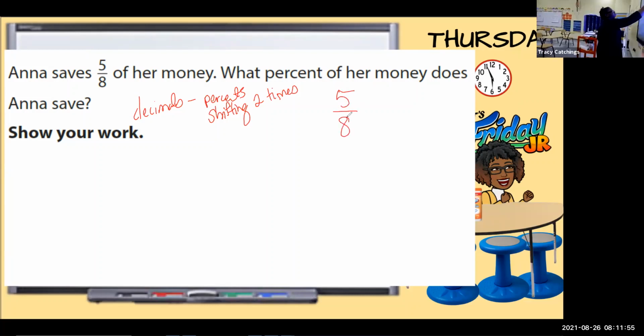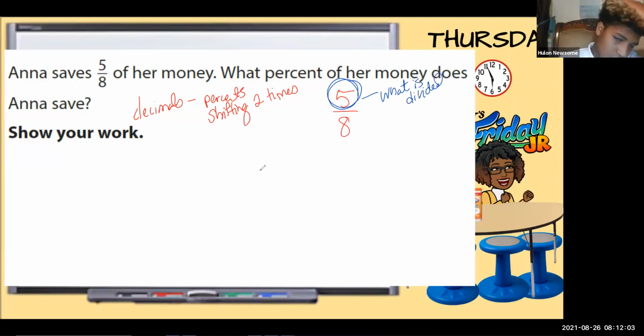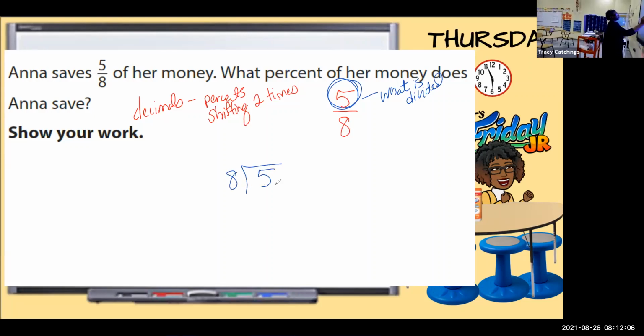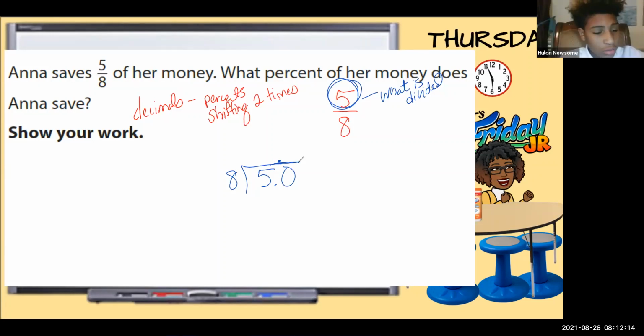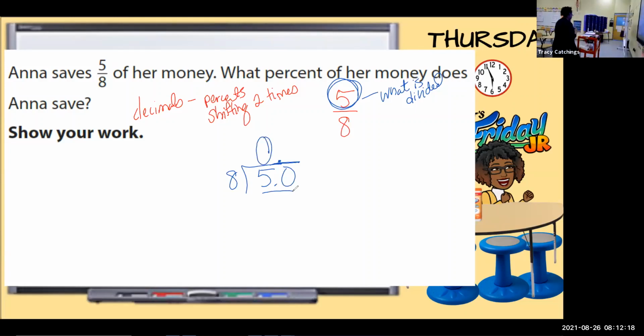All right, so always remember that top number is what will be divided. Good job. 5 divided by 8. If I only have 5, can I take out 8? No. All right, what about 50? How many groups of 8 can I take out of 50? 6. All right, and then 6 times 8 will get us to 48.